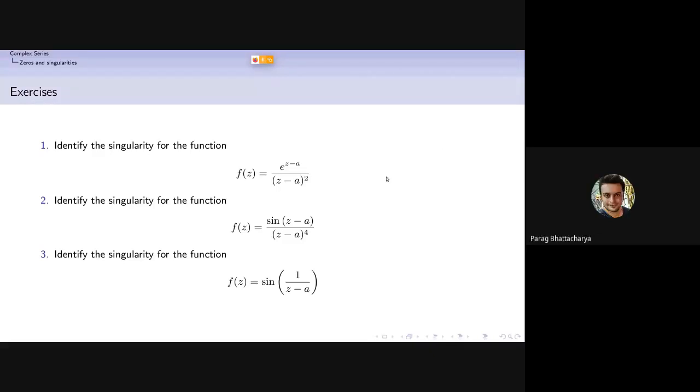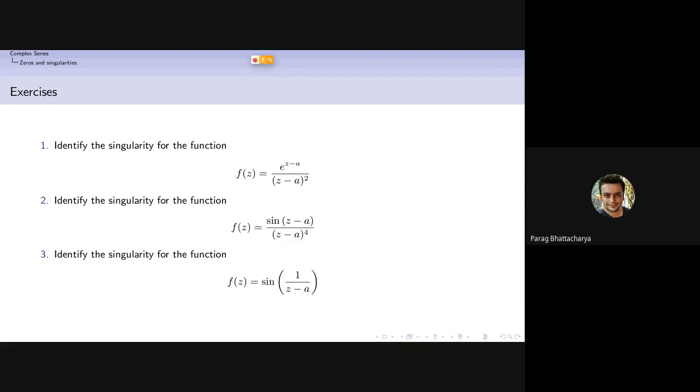So first one, identify the singularity of the function. What kind of singularity is this? We have to identify whether it's a pole, whether it's an essential singularity, or whether it's a removable singularity. That's what we have to identify. So let me write down the problem here. If you have pen and paper, just note down. Okay. Question number one, I'll show you.